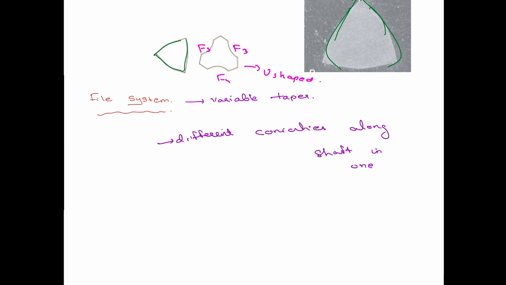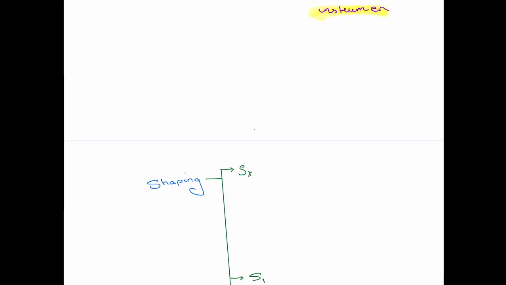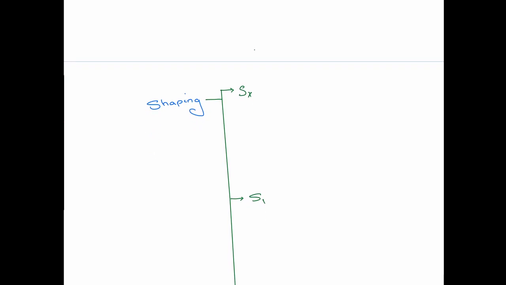We'll understand this, but they can ask you a question like this: the first set of instruments to show different conicities along the same instrument, different conicities along the shaft. So that's the ProTaper. We are discussing both together.